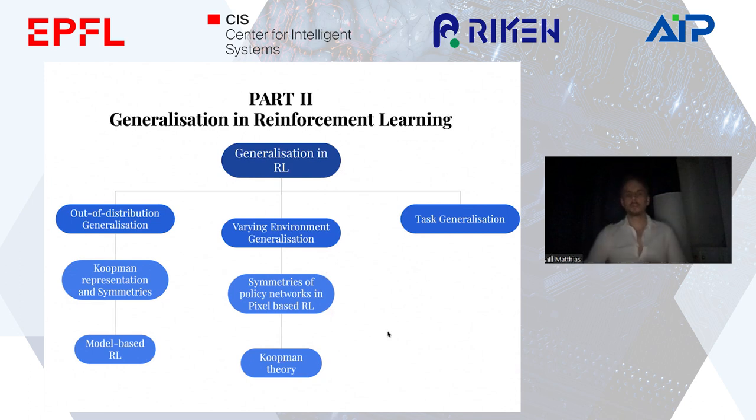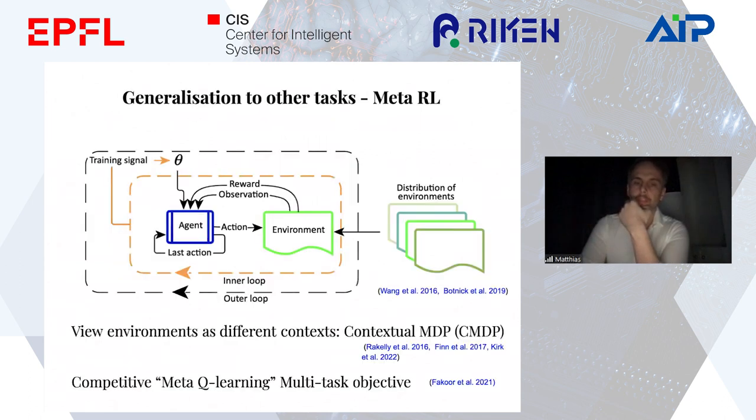Right, so I've now covered the middle part, which describes the idea of how to generalize to pixel-based RL, so to varying environment generalization, as done in these few benchmarks. But there's something else which we are interested in, which is task generalization. And of course, by that I mean this is basically meta RL.